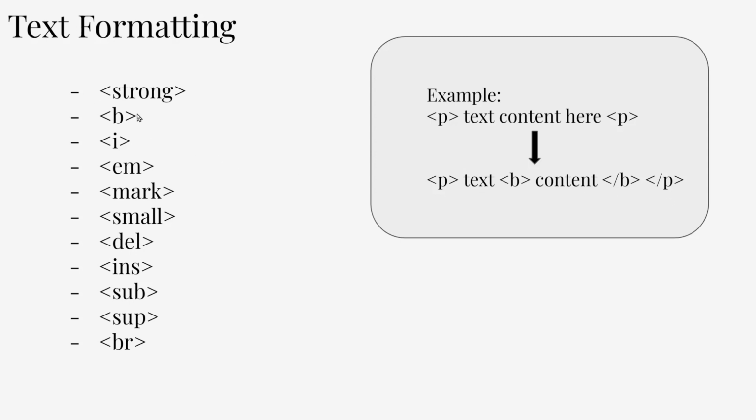Strong and B, which make the text bold, I and EM, which italicizes the text, mark, which marks the text, or highlights it, small, which makes the text small, delete, which makes a strike through, insert, which inserts text, sub and super, which subscripts and superscripts text, and BR for break.